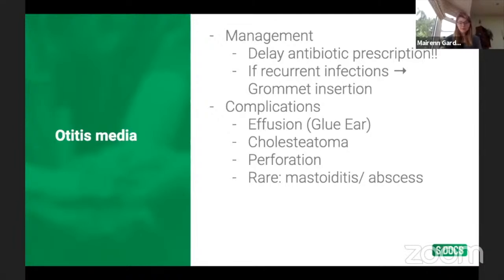If the patient has recurrent infections, so more than 5 infections in 6 months, they might need grommet insertion. This is just to prevent the buildup of pressure and allow for ventilation of the eustachian tube. There are quite a few complications of otitis media, most commonly otitis media with effusion, cholesteatoma, and perforations. I'll just go over them very briefly, especially glue ear and perforations, because these both cause hearing loss as well.